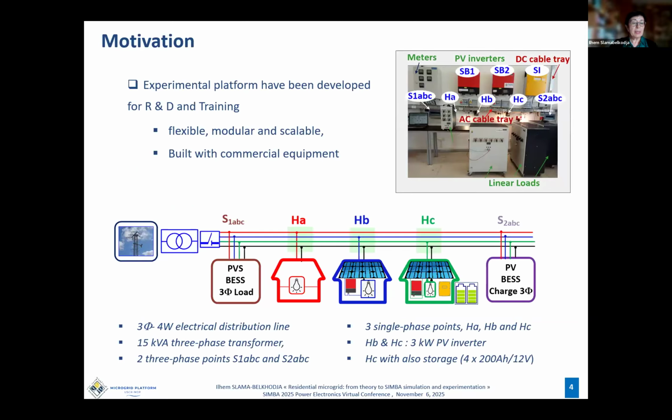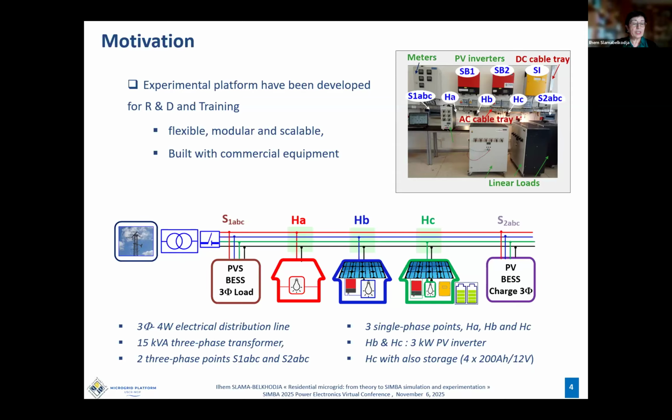So, an experimental platform has been developed for research, development, and training purposes. It is flexible, modular, and scalable, and it is built with commercial equipment. The diagram of the setup is illustrated here. The platform reproduces a three-phase, four-wire distribution line with a 15 kVA transformer.